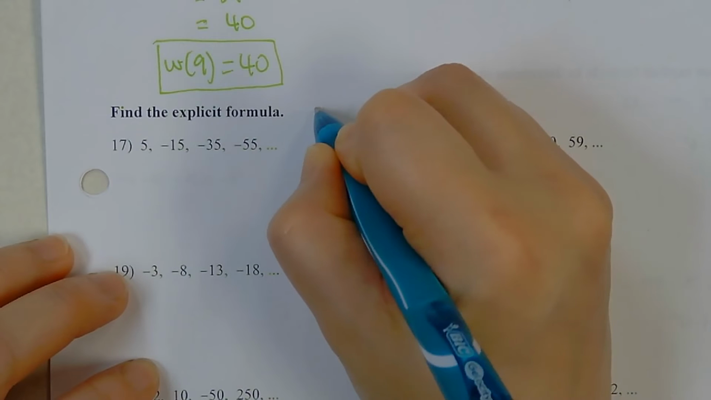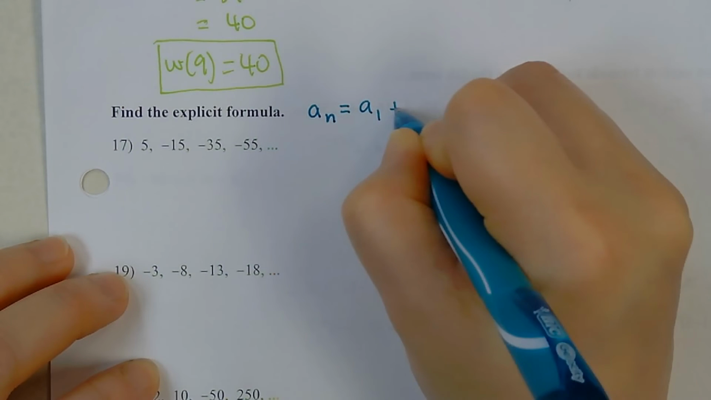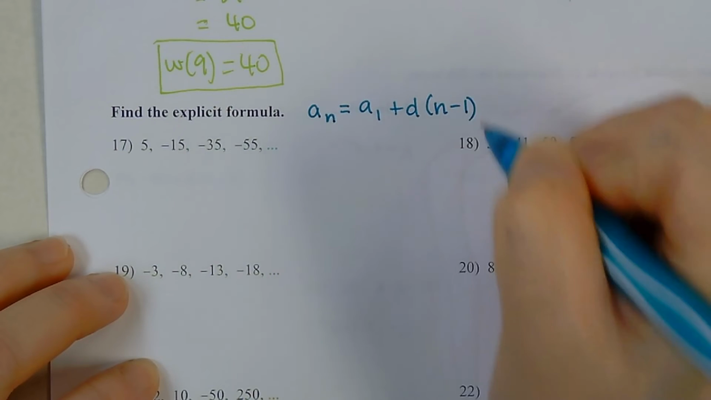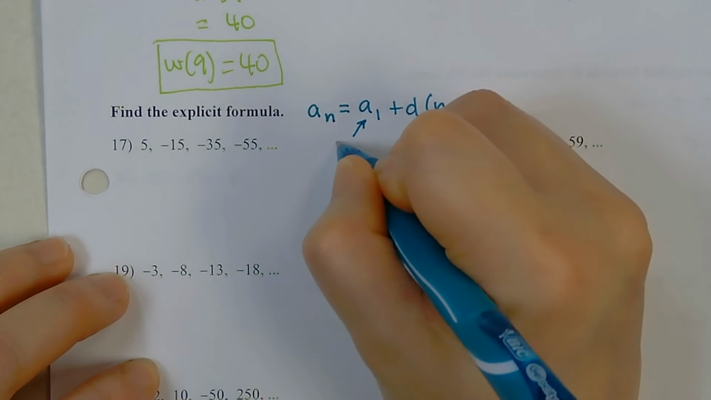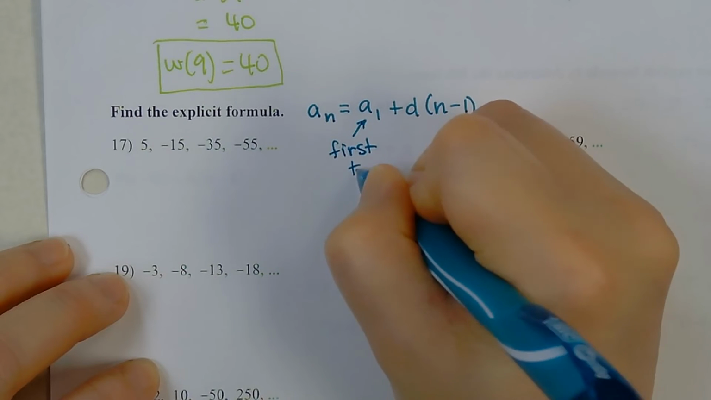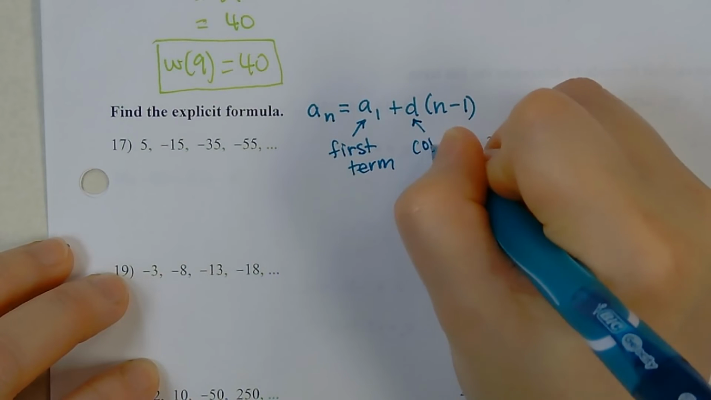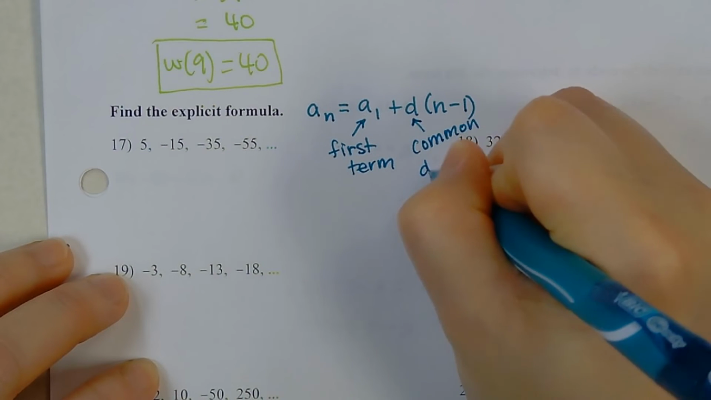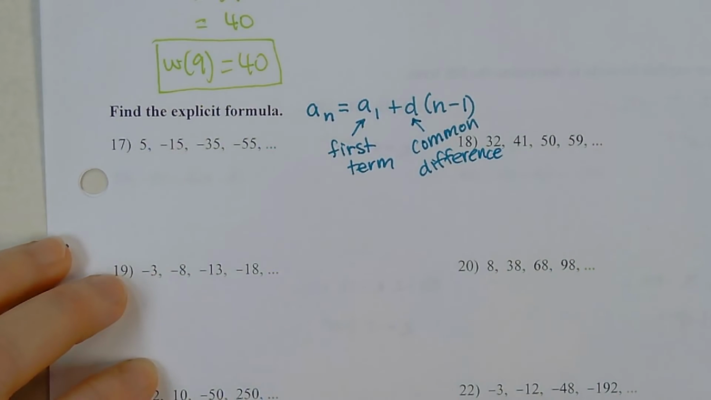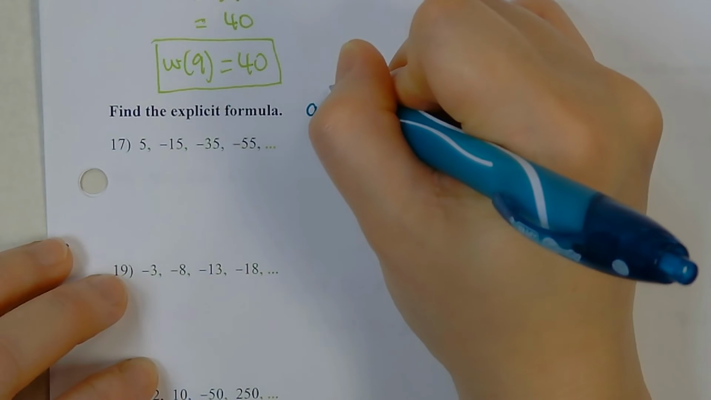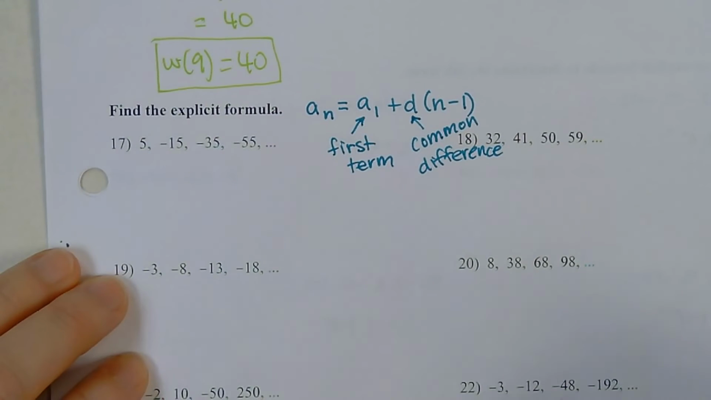Things to remember: the arithmetic is going to be A1 plus D times n minus 1. This should look more familiar. Remember, A1 means that that's the first term. D is going to be our common difference. So remember this, think of this as like adding.